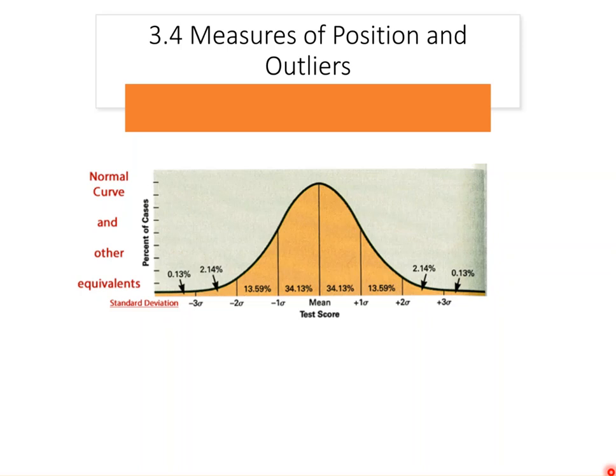In this section, we're going to talk about measures of positions and outliers. If you remember from a previous lecture, we talked about the empirical rule. The empirical rule was this bell-shaped distribution, and it was a way for us to talk about the percentage of our data falling in different areas of our distribution. So for example, if we wanted to talk about data that was within one standard deviation of the mean, that would contain 68% of the data that we're looking at.